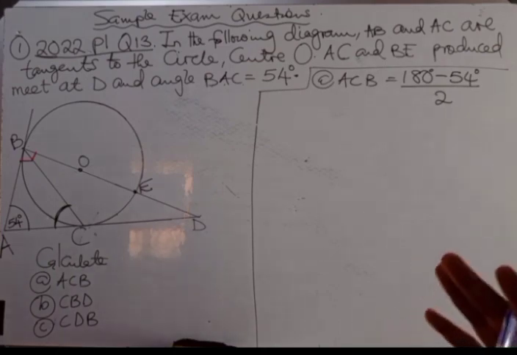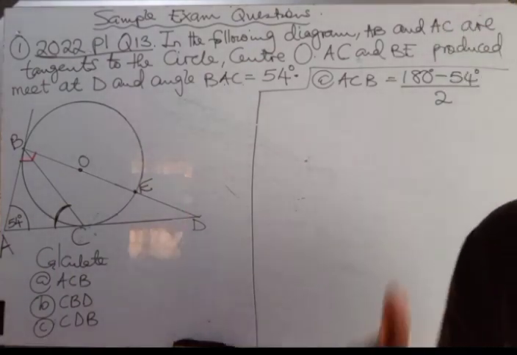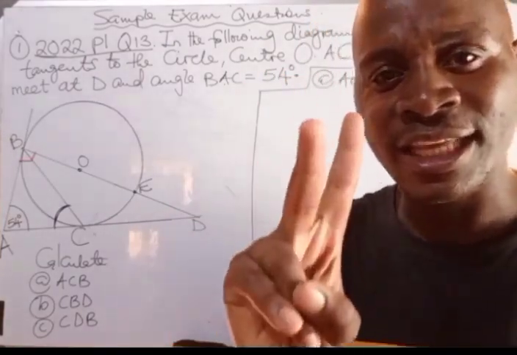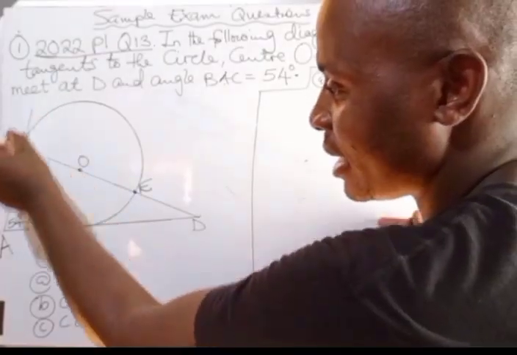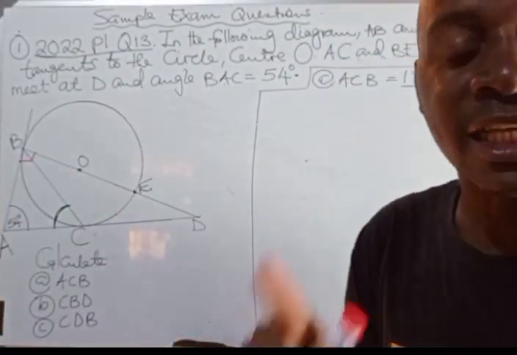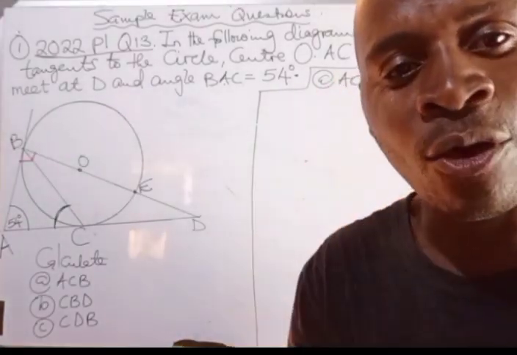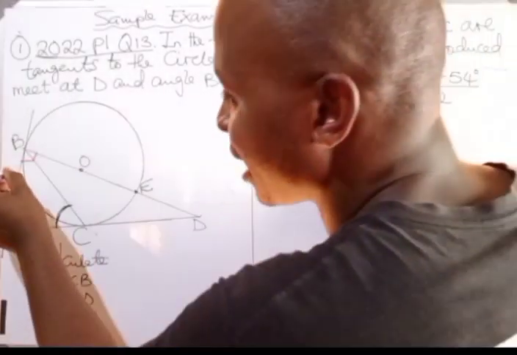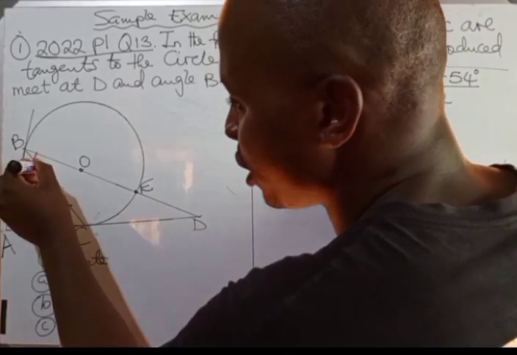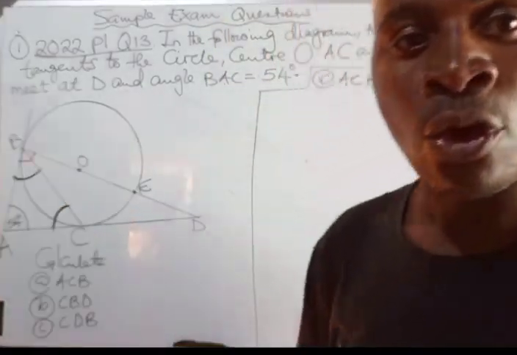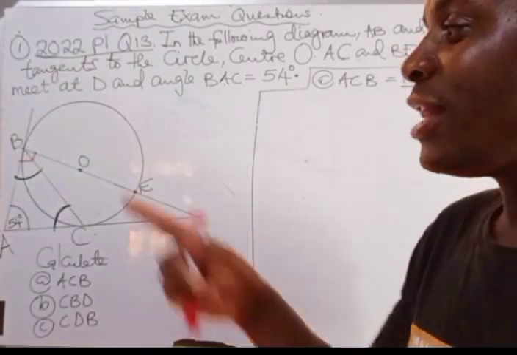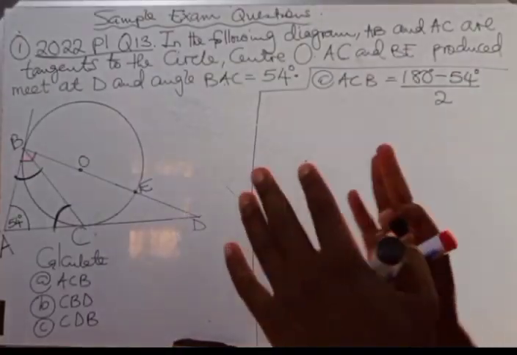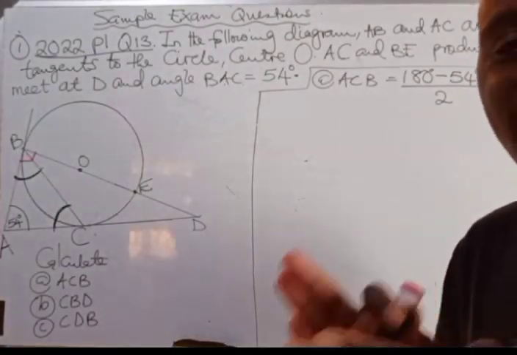Why dividing it by 2? Remember, two tangents are equal. As long as they are tangents, they are equal. So this tangent AB and also AC are equal. If they are equal, it means that the angles which they form are also equal. So these two angles are equal. Now, ABC is a triangle, no wonder I'm saying 180. Why 180? Because angles in a triangle add up to 180.